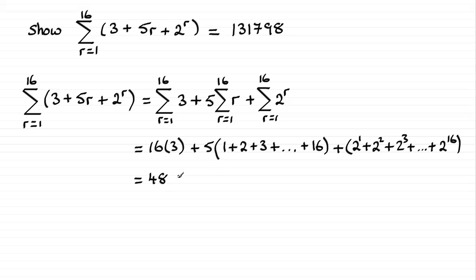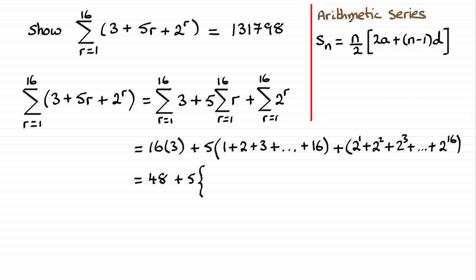Now here we've got 5 times the sum of all of these terms in the bracket, 1 plus 2 plus 3, etc., all the way up to 16. Now what I notice here, this is an arithmetic progression, or an arithmetic series actually, because we're adding terms where we've got a common difference of 1. We add 1 to each term. First term is 1 and the number of terms is 16. So you should be familiar with the formula for the sum of an arithmetic series.